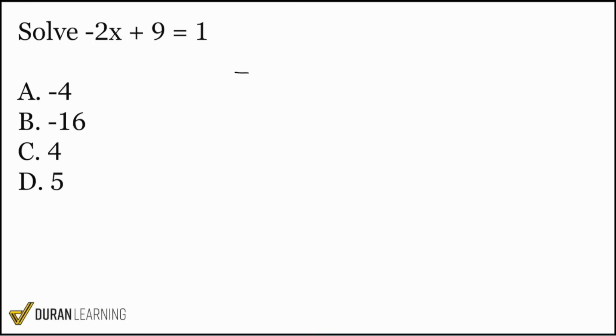We have negative 2x plus 9 equals 1. All right, so here's the goal. The goal is get the x by itself. So let's think about what the order of operations is right now going forward. Because remember, the last step in the order of operations is the first thing you'll take care of.